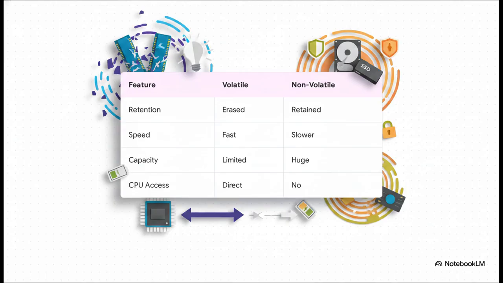You see, primary memory, like your RAM, is volatile. That means it completely wipes itself clean the literal second it loses power. It's incredibly fast for sure, but purely temporary.